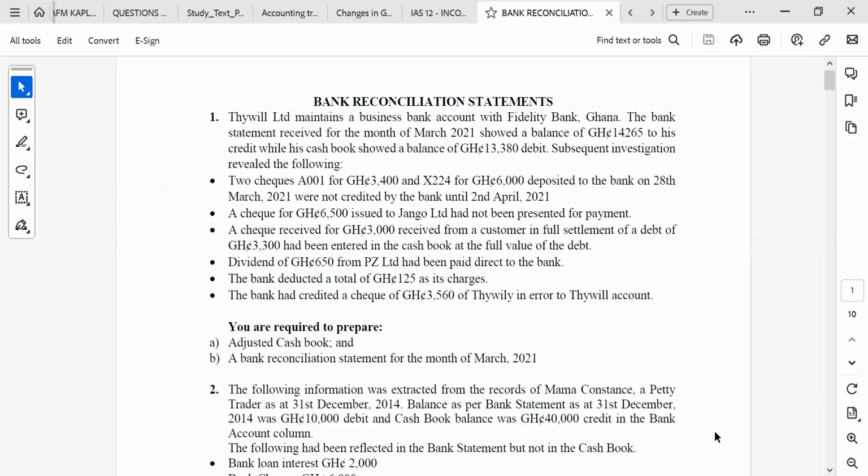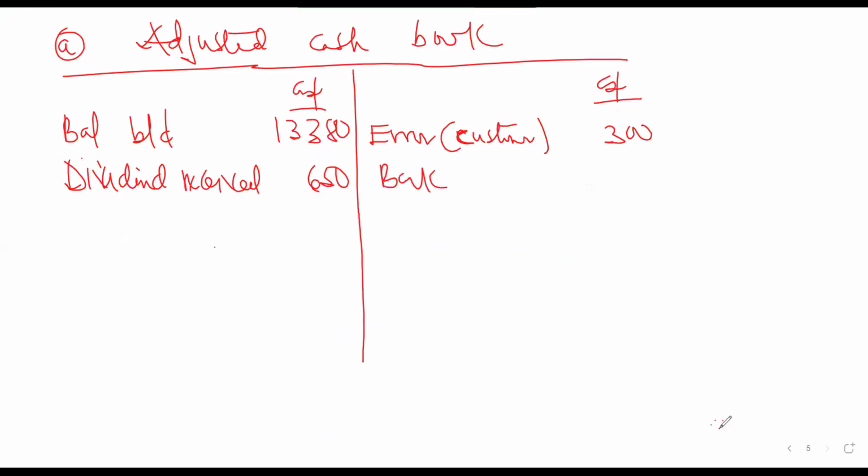Let's come here. The bank deducted a total of 125 Ghana cedis as its charges. So that is what? Bank charges, isn't it? Yes. Is it going to reduce your bank balance or increase it? Reducing. So the corresponding entry should also reduce your cash balance. So we have bank charges. If you have 10,000 in your bank account, and the bank has charged you 1,000, you'll be having 9,000. So the 10,000 you think that you're having in the bank, you also have to reduce it to 9,000 in your books. So that will be 125, isn't it? Yes. Okay.